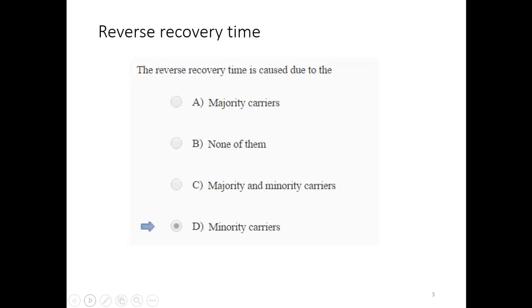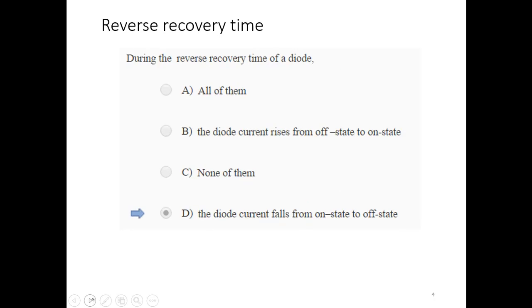Now this is one of the questions coming up. The reverse recovery time is caused due to what? Due to the minority carriers, because the majority carriers are the ones conducting when the diode is on. The minority carriers cause the reverse recovery time. During the reverse recovery time of a diode, the current falls from the on state to the off state. It was on, carrying a certain current, and then the current will fall.